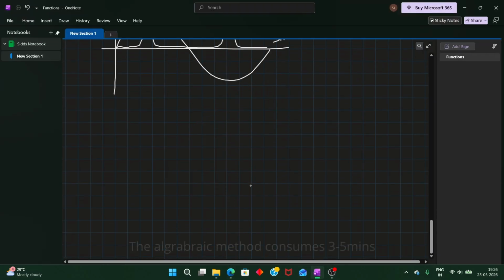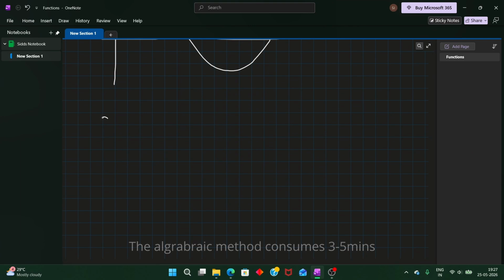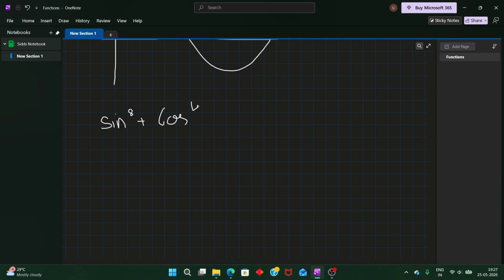Well, in my JEE Advanced, there was a question: how many solutions from negative pi to plus pi does sine power 8 plus cos power 4 half equal 1 have? How many solutions from negative pi to plus pi? It took me less than 20 seconds to graph it out. They asked minus pi by 2, which was included, by the way. Minus pi by 2 is included, and pi by 2 is also included.